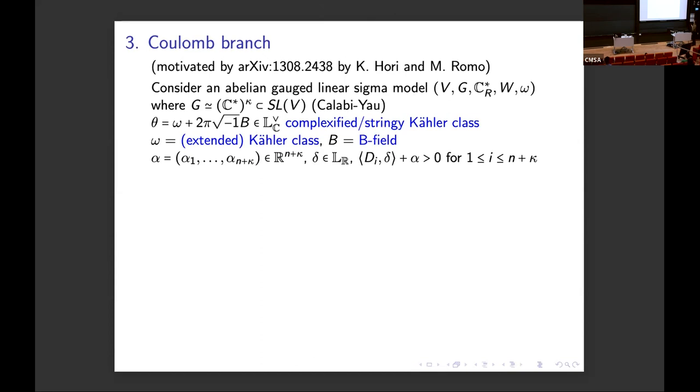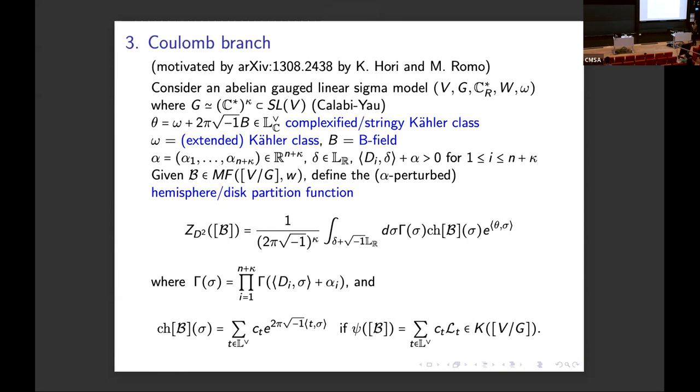Now let alpha one to alpha m plus kappa be real numbers and delta be an element in the real Lie algebra of the gauge group. Recall that the di are the characters which define the G action on the vector space V. Under these assumptions, we define the alpha perturbed hemisphere partition function. The input is a matrix factorization defined on the stack without any stability condition, and it is defined in this way: an integral over a shifted purely imaginary part.